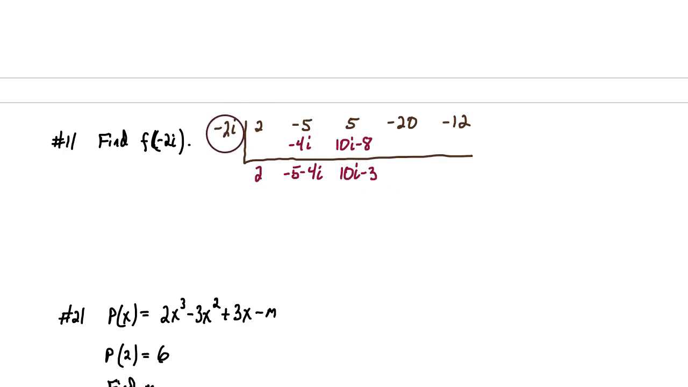And multiply that to what's out front. So 10i times negative 2i is negative 20i squared. But that makes 20. Negative 3 times negative 2i is positive 6i. When we add these, the negative 20 and positive 20 cancel. We just get 6i. Multiply that to what's out front. So 6i times negative 2i is negative 12i squared. But that's a positive 12. When you add these, it happens to make a 0. And that last number is our answer.